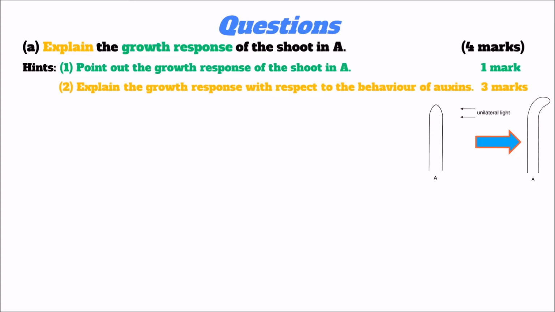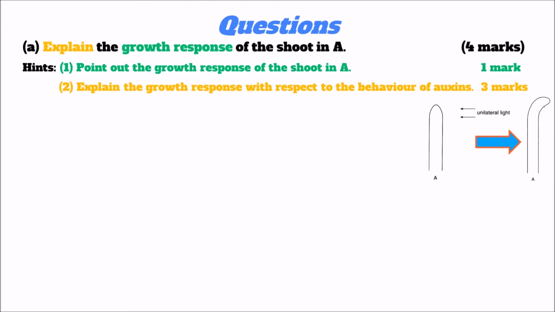Question part A. This question is a very typical one to ask you for description and explanation for the growth response of the shoot in setup A. So you can see from the diagram, the shoot A is the intact shoot and not covered by the tin foil. Meanwhile, it's receiving the unilateral light illumination. It's just like the example we had when I talked about the 4 guiding questions. Since the question itself doesn't tell you the growth response, you have to mention the growth response of the shoot A first. This description carries 1 mark.